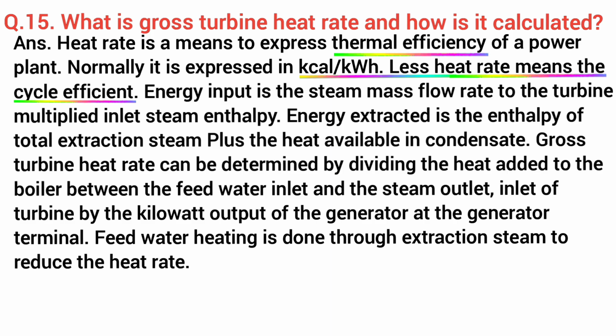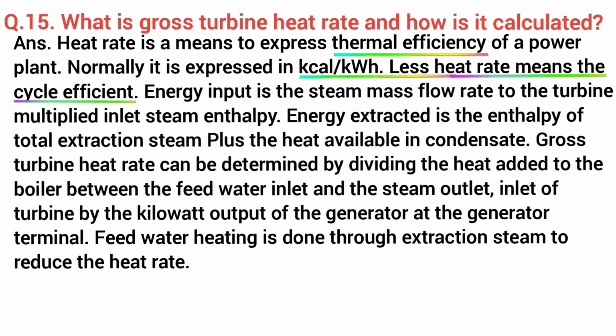Energy input is the steam mass flow rate to the turbine multiplied by the inlet steam enthalpy. Energy extracted is the enthalpy of total extraction steam plus the heat available in condensate. Gross turbine heat rate can be determined by dividing the heat added to the boiler between the feed water inlet and the steam inlet of turbine by the kilowatt output of the generator at the generator terminal.